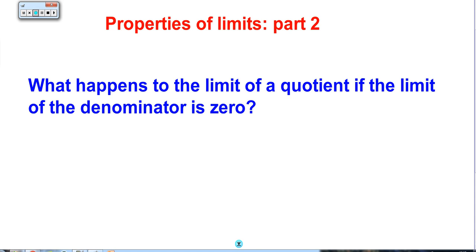Properties of limits, part 2. Our essential question for this lesson is, what happens to the limit of a quotient if the limit of the denominator is 0?